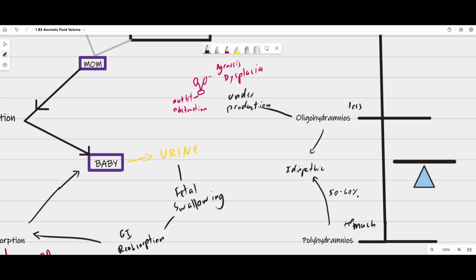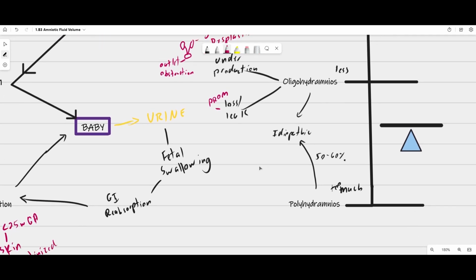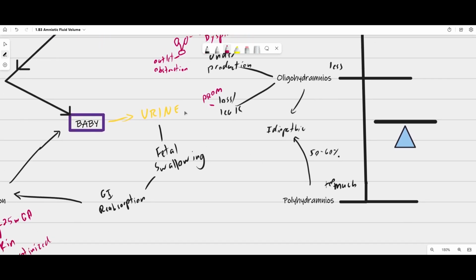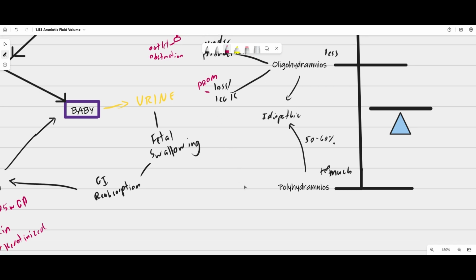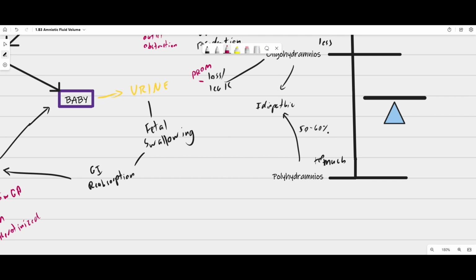Another one that can go on, so we didn't produce enough. Our other one is leak, so loss or leak. And the big one here is just your premature rupture of membrane, so PROM. And depending on the time that this happens, it can cause some problems. So if it happens early in gestation, like less than 18 weeks, you can develop some pulmonary hypoplasia and some other problems. But let's look now at our polyhydramnios.